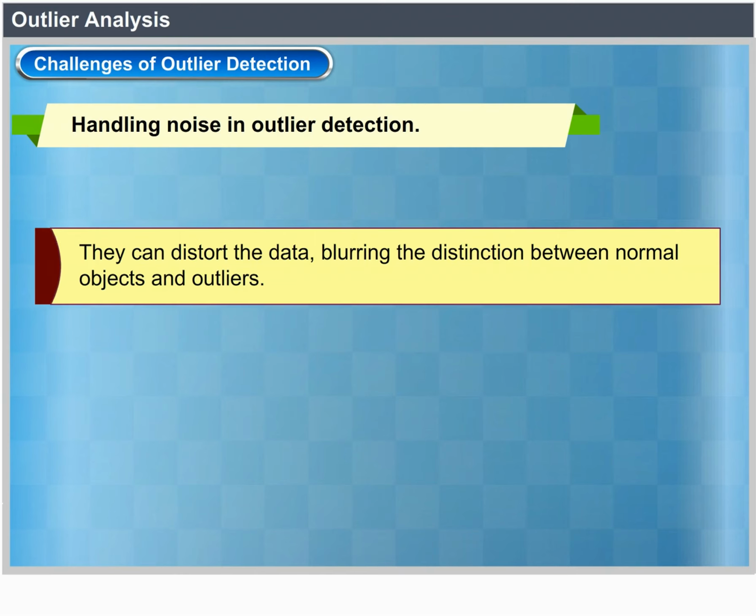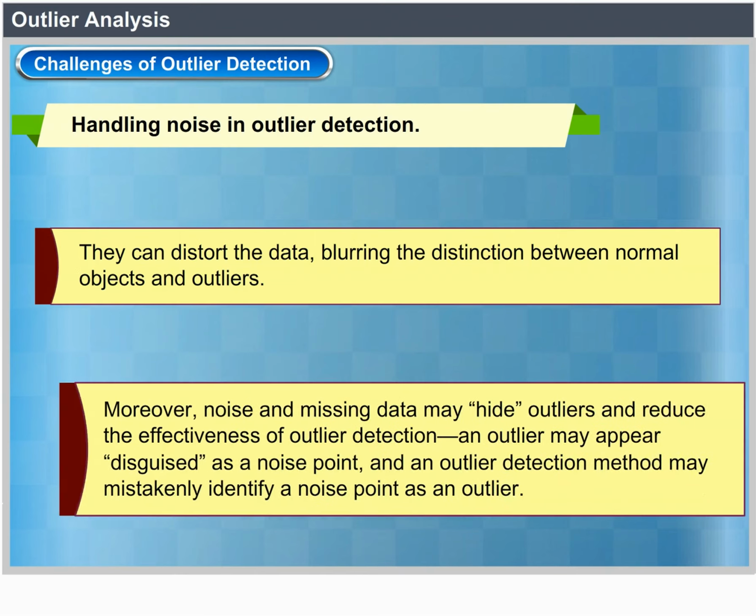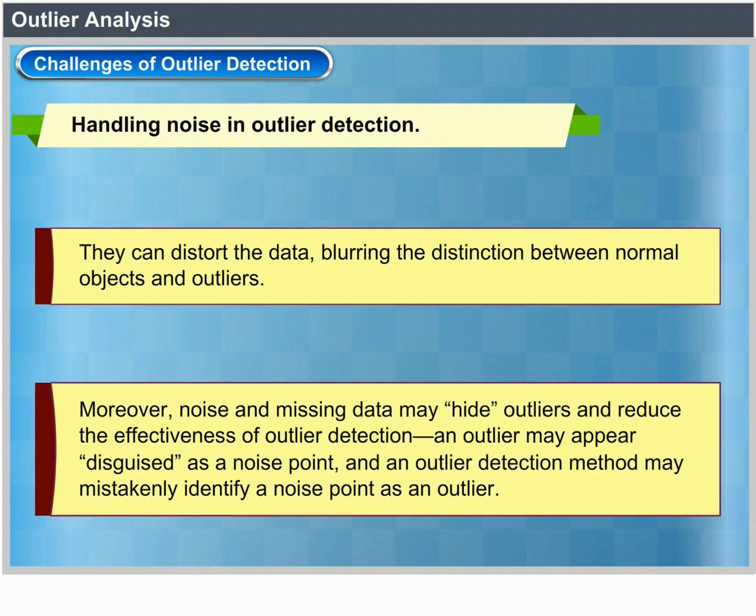Moreover, noise and missing data may hide outliers and reduce the effectiveness of outlier detection. An outlier may appear disguised as a noise point, and an outlier detection method may mistakenly identify a noise point as an outlier.